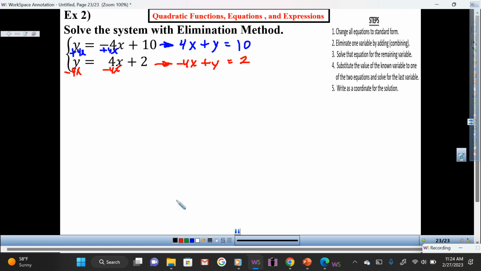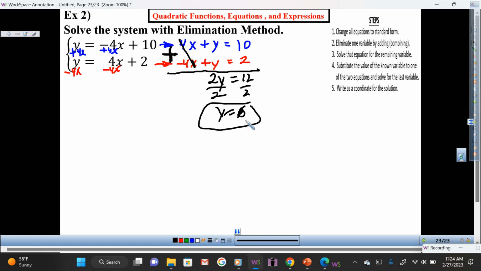Okay, good. From there, combine or add. Put a big plus sign right there. So 4x and negative 4x, they cancel. That's why it's called elimination. y plus y is 2y, and this is 12. Divide by 2, y equals 6. Hands if you got that.